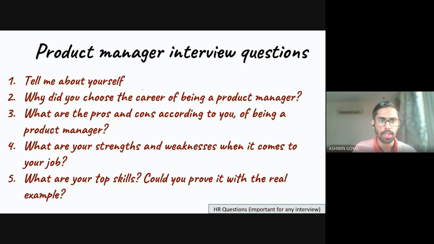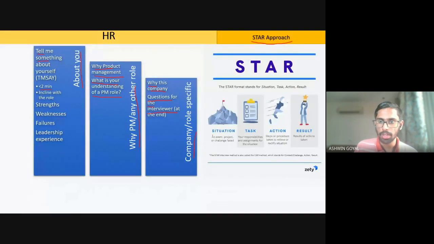Tell me about yourself. Why did you choose being a PM? What are the pros and cons of being a PM? What are your strengths, weaknesses? And what are your top skills? Could you prove it with real examples? So whenever you answer such questions, always make it a point that wherever possible, you illustrate your answer with an example, with a real life example. And if you follow this STAR approach, this automatically happens. Many a time, if you use the STAR approach, everything is covered.